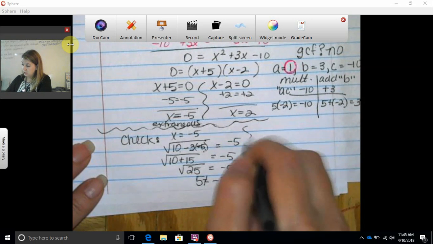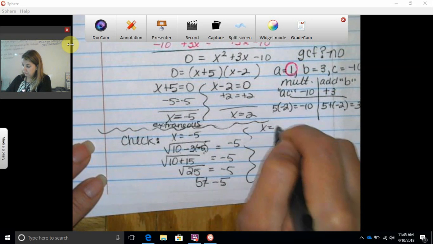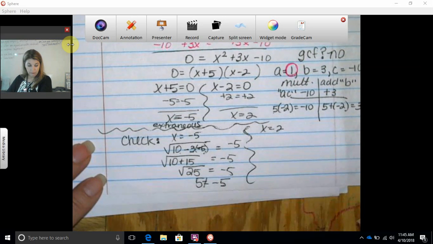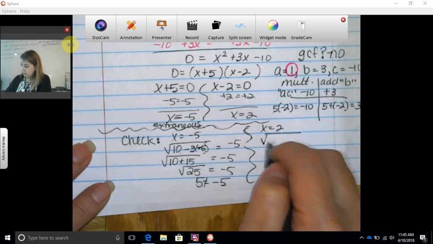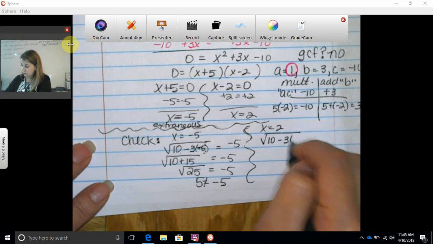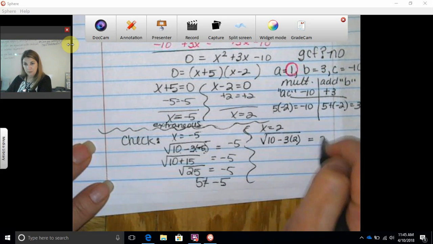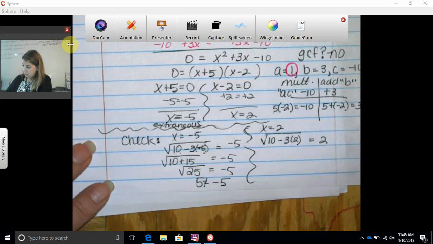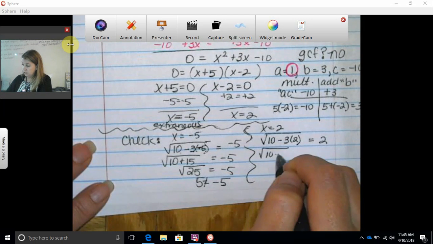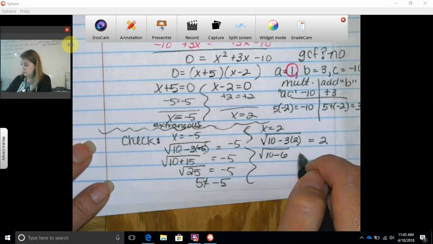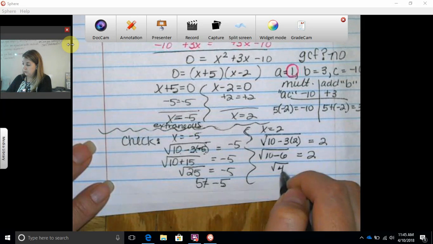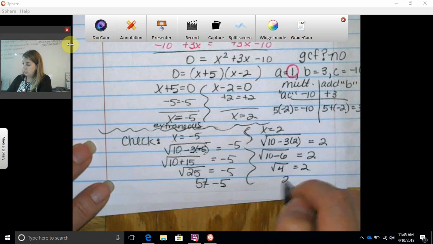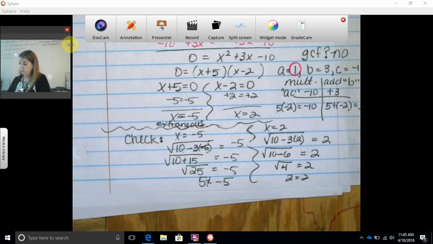All right, well, let's see if 2 is a solution. Don't they both have to work? No, they don't both have to work. So that would be the square root of 10 minus 3 times 2 equals 2. So that's the square root of 10 minus 6 equals 2. 10 minus 6 is 4. Does the square root of 4 equal 2? Yeah. So 2 would be our only solution.